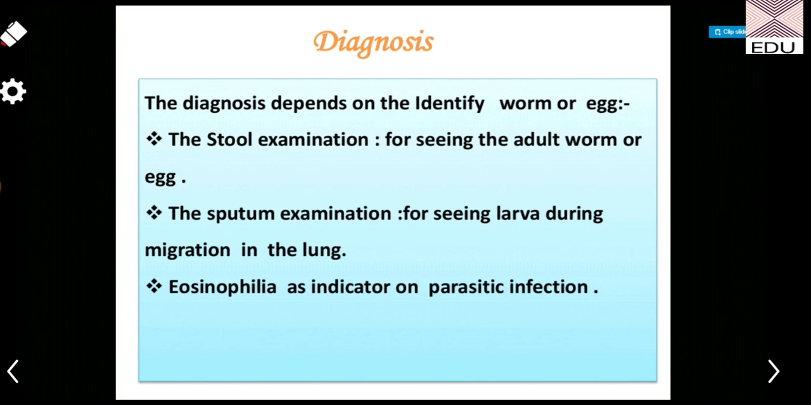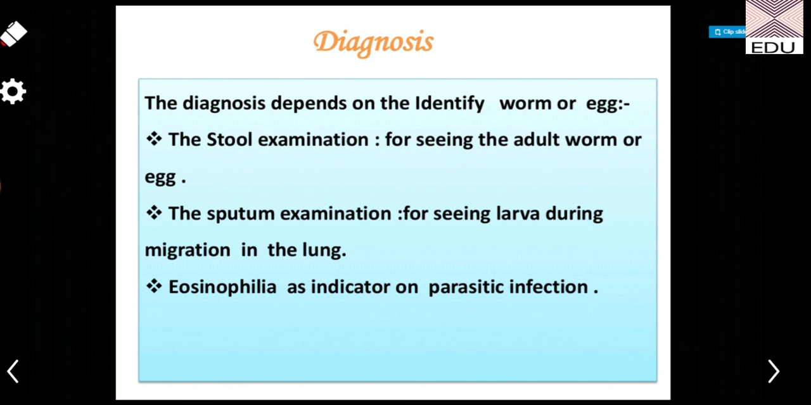Next is the sputum examination for seeing the larva during the migration in the lung. If we have some sputum taken out of the larynx of that human, we have to test that sputum. If there is any third stage larva in this particular secretion, then we are confirmed with Ascariasis.